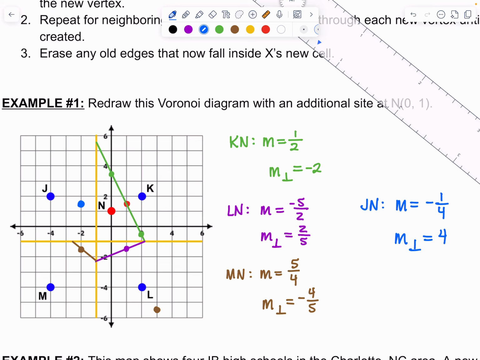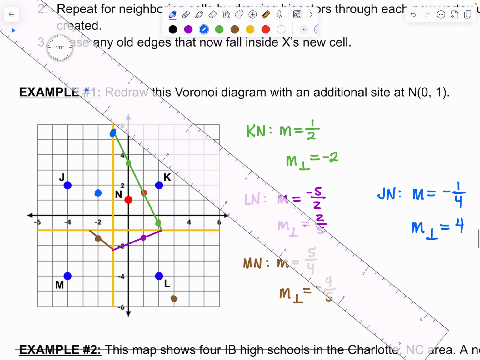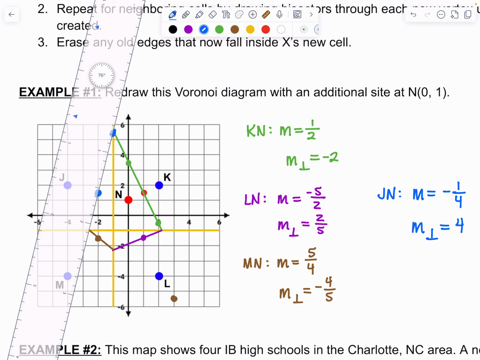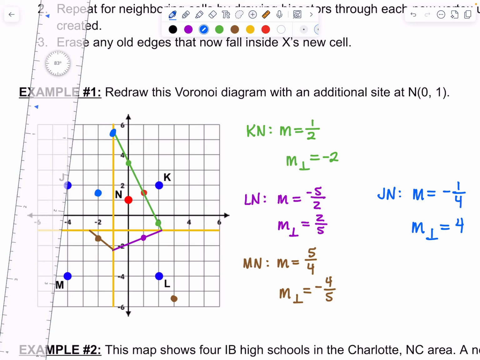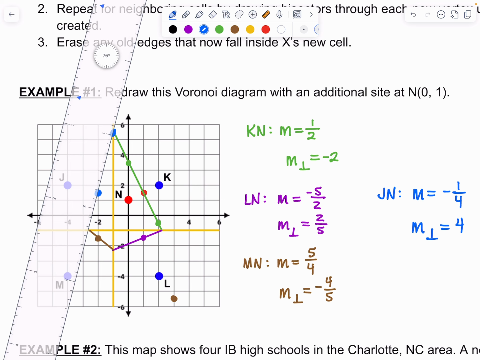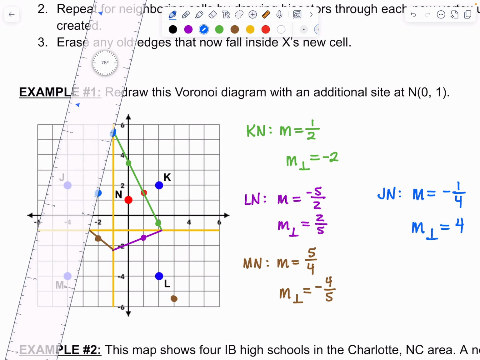And then I need to go up 4/1. So as you can see here, I land on that line. And now I can connect. All right.